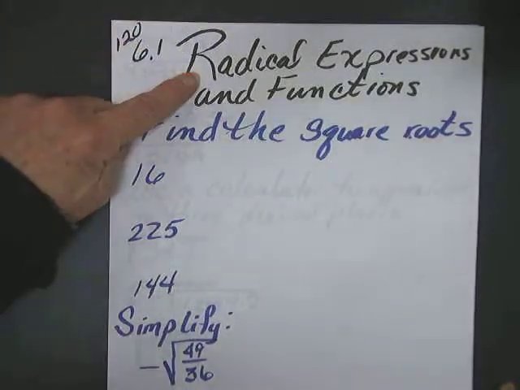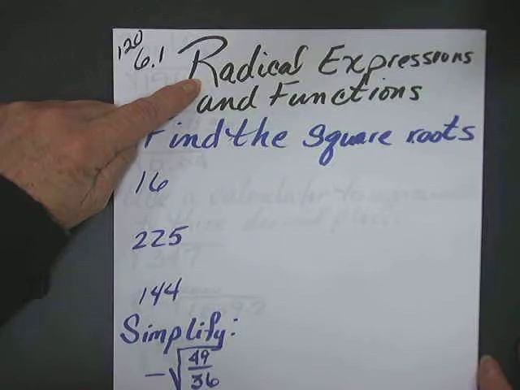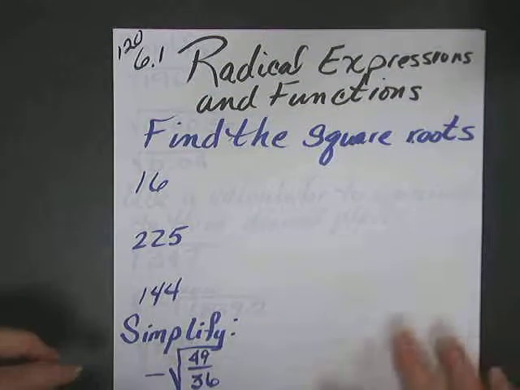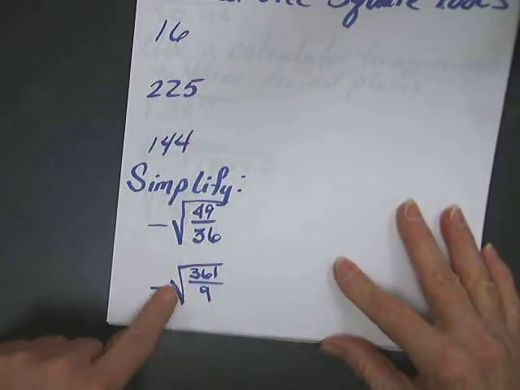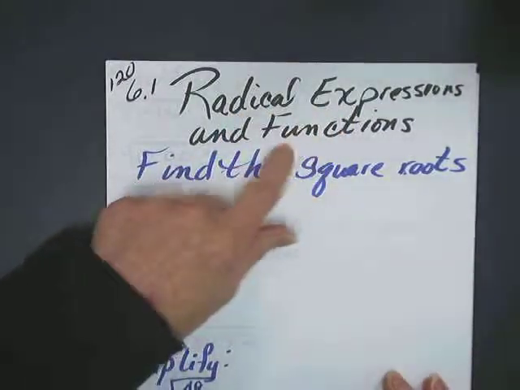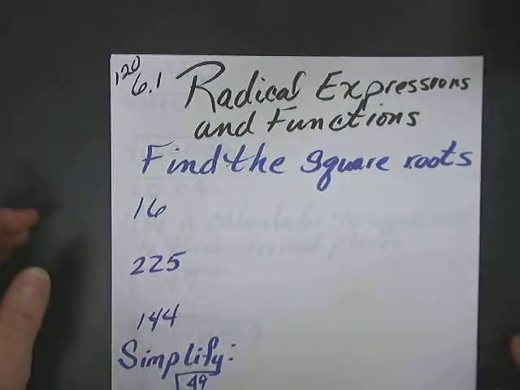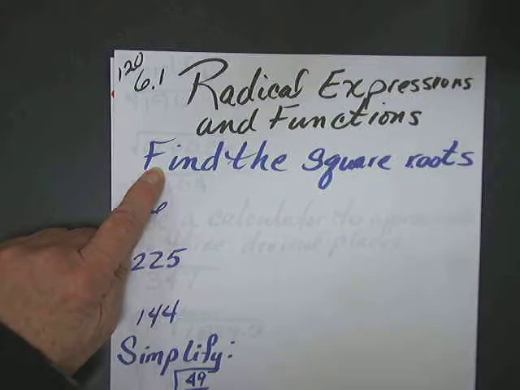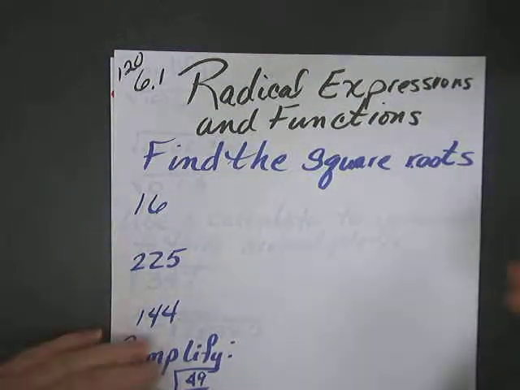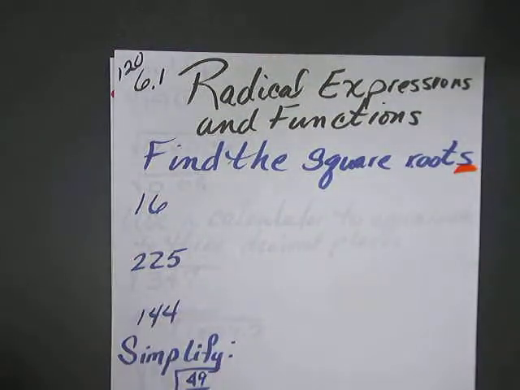Okay, 6.1 is radical expressions. Radicals are square roots. This is a radical, square root. Radical expression of functions. If it says find the square roots, you see this S on there? That means there's more than one.